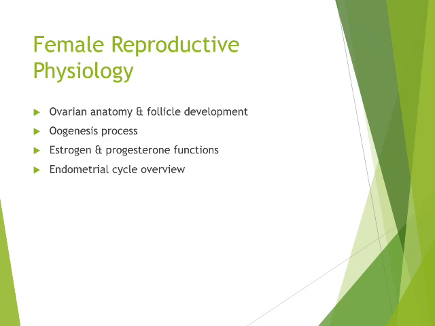Female reproductive physiology: we're going to know the anatomy of the female reproductive system, which contains the vagina, uterus, fallopian tubes, and ovaries. And we'll know about oogenesis, the process of production of eggs, ova, and the estrogen and progesterone hormones, which are secreted by the ovary and the placenta, and their functions, and the endometrial cycle overview.